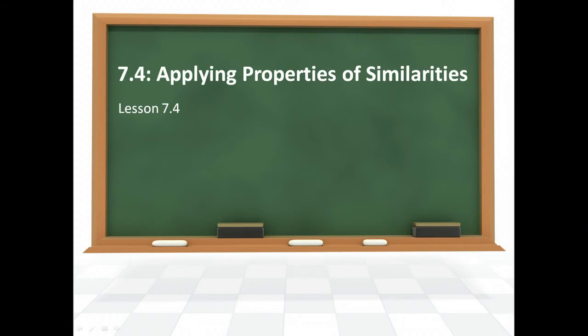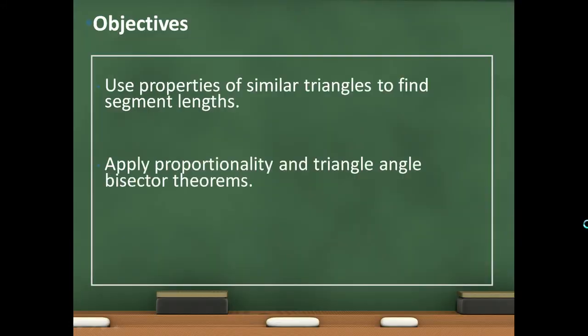Lesson 7.4, Applying Properties of Similarities. Your objectives are to use properties of similar triangles to find segment lengths and to apply proportionality and triangle angle bisector theorems.